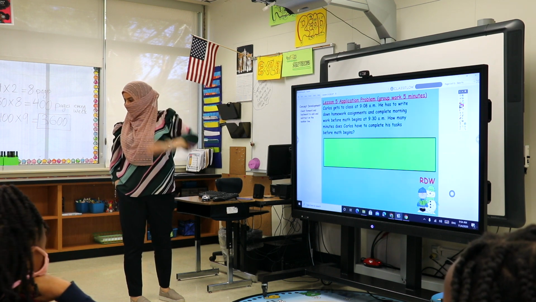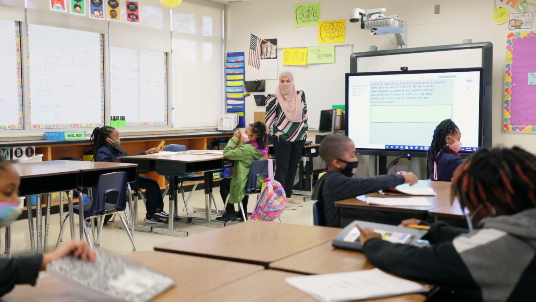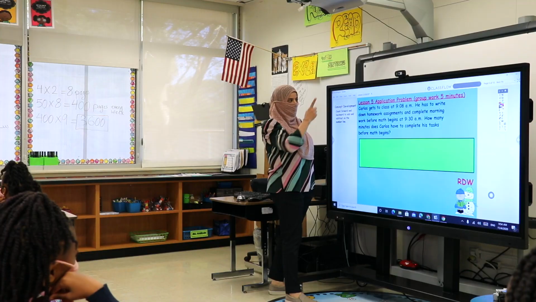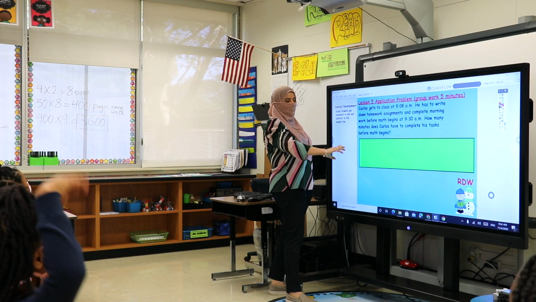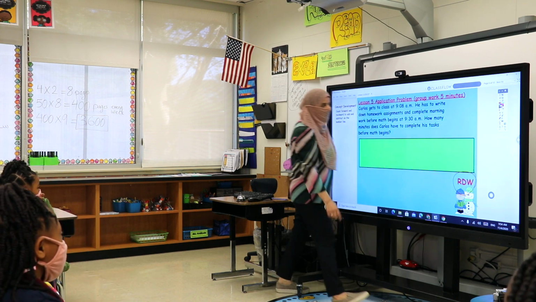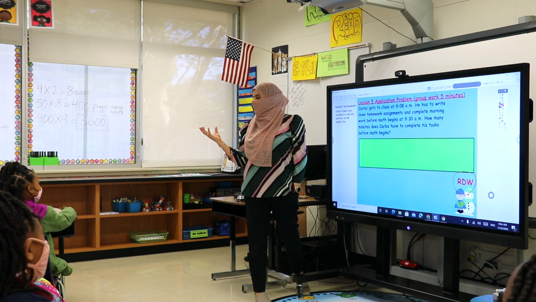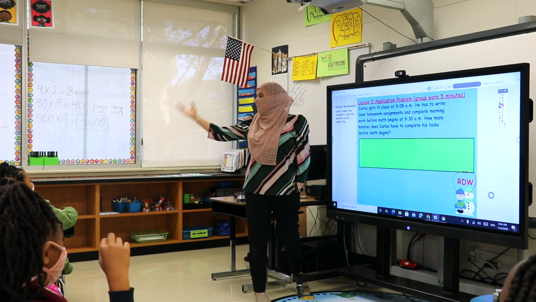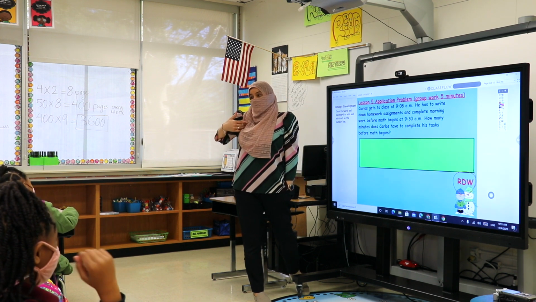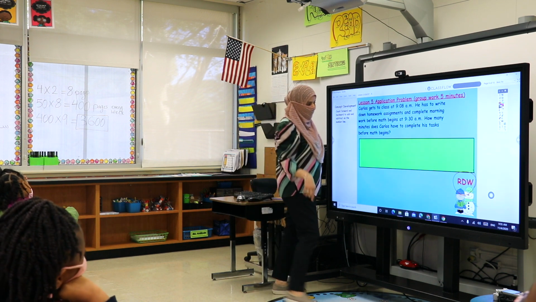Close your packets, please. So what we always do when we have a word problem, what process do we use? The RDW. The R stands for read. How many times do we read? 3 or 4 times. Sometimes you can read more than 3 times. I read more than 2 times for sure. Not 50 times. You need to use your time wisely.